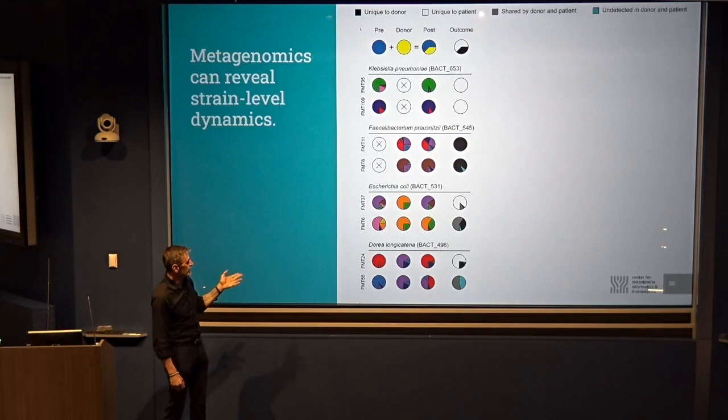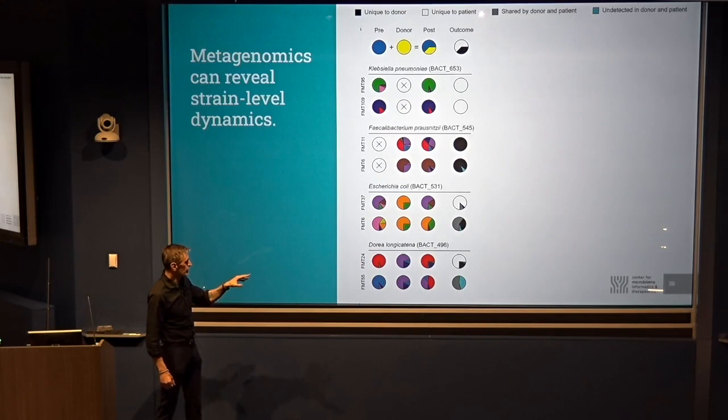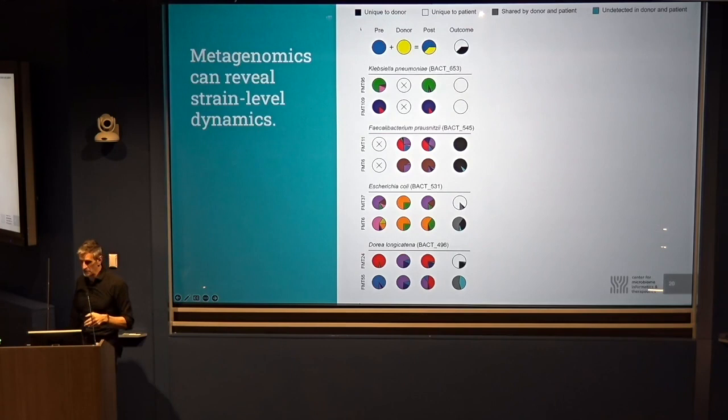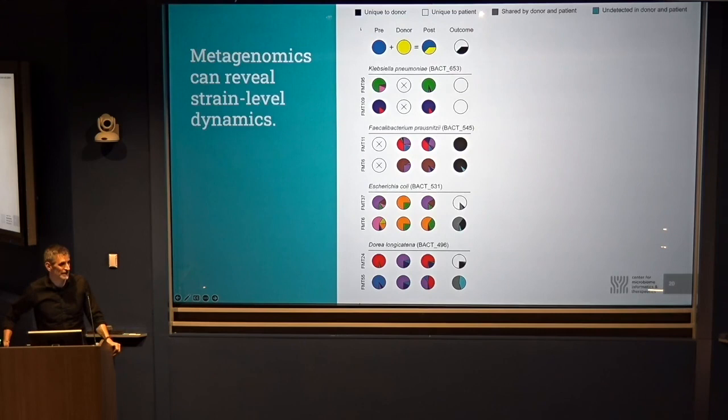And the last one is, I think, one of the most interesting. If you look at the very bottom column, the patient has these mostly blue strains, the donor has these purple strains, and then we do the fecal transplant, and now the most abundant strain is this red strain. And we looked for that red strain in all of the other patients that were treated with that donor. We looked really hard for that strain, and we absolutely couldn't find it. And we found that this was actually very common.